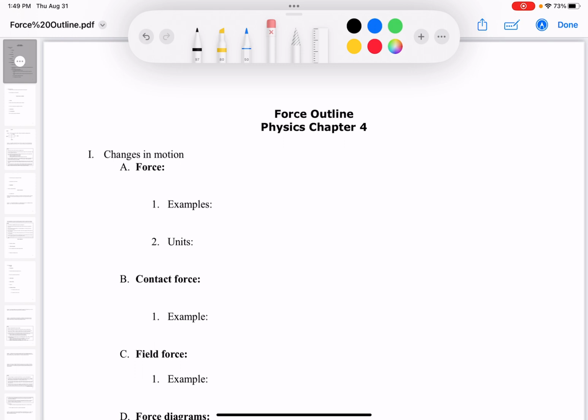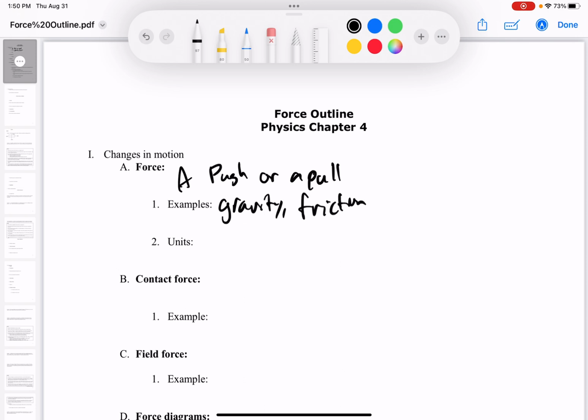So first of all, a force is just a push or a pull. Okay, so it's just pushing something, pulling something, right? An example could be gravity, it could be friction, right? I'm sure you can think of something just pulling on a rope, right? Just simple stuff, but also more complicated things like magnetism, electricity, stuff like that. The units are newtons, okay? And we abbreviate that with a capital N. So for example, if we have 5 newtons of force, that's 5N, okay?